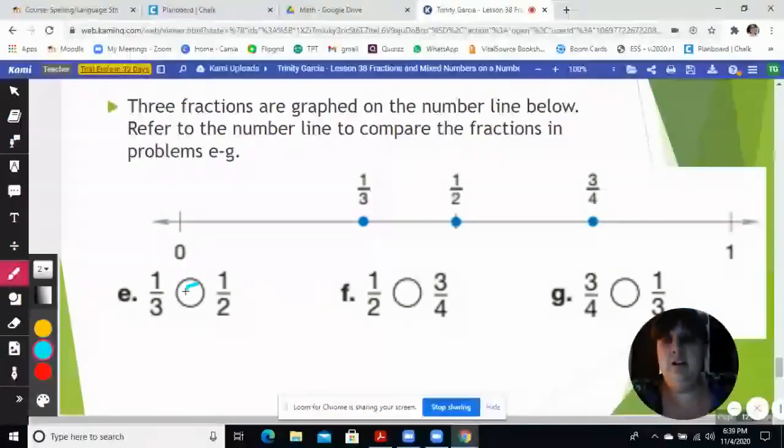Okay, so you're going to draw your less than symbol here. And you're going to move on to the next one. F. 1/2 is greater than, less than, or equal to 3/4. Well, here's 1/2. It looks like 3/4 is over here, so it's got to be greater than, right? Or, sorry, less than. 1/2 is first. 1/2 is less than 3/4. Okay? Last one over here, 3/4 and 1/3. Here's 3/4. Here's 1/3. So we can see that 3/4 is greater than 1/3.